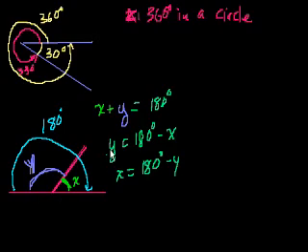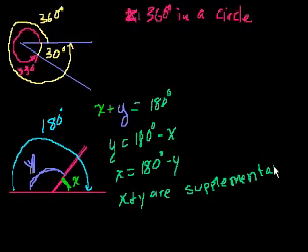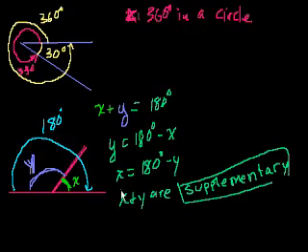But if x plus y are equal to 180 degrees, and you can see that it makes sense that they do, if you add the two angles, you go halfway around a circle, then that tells us that x and y are, and this is a fancy word, and it's just good to commit this to memory, they are supplementary angles. Supplementary angles. That's when you add to 180 degrees.